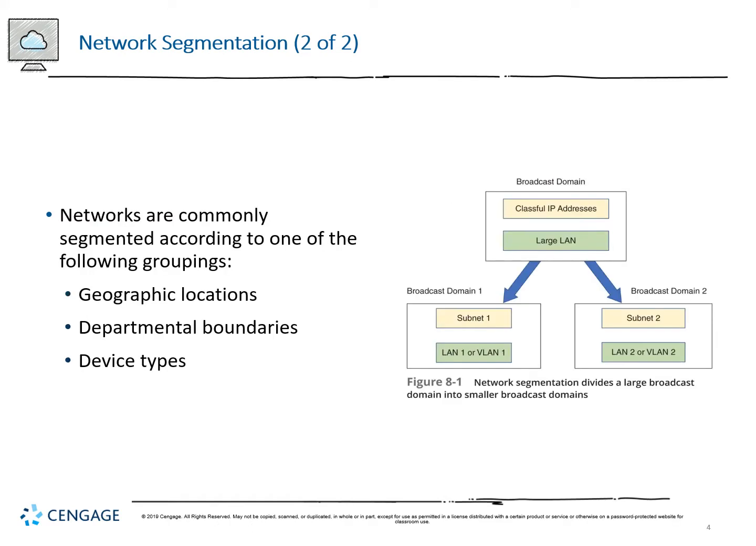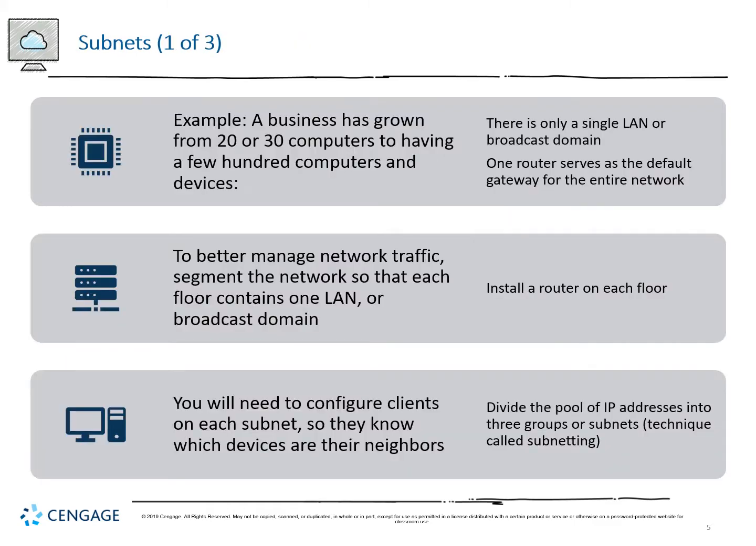Now, networks are commonly segmented according to one of the following three groupings. A lot of threes today. Geographic locations, of course, where they're physically located. Departmental boundaries, so if somebody's in sales versus marketing or HR or the executive division. And then device types. We may have all of our switches on one grouping. We may have all of our printers on one grouping, running everything through a print server that can cross multiple VLANs.